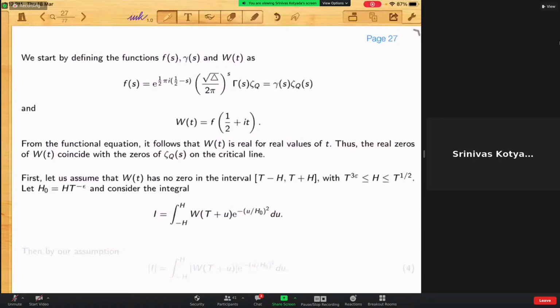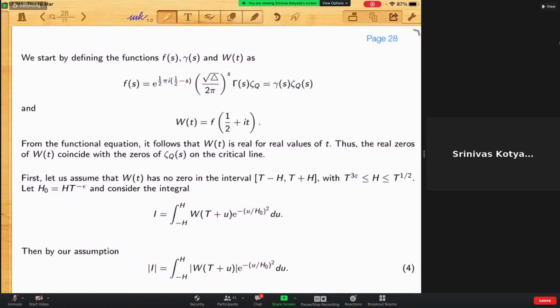And so, assume that W(t) has no zeros in the interval t minus h to t plus h. With h, we will find what h is. This is the gap that we want to find. Take a smaller number, h naught, which is slightly smaller than h, and consider the integral I. This is on the half line.